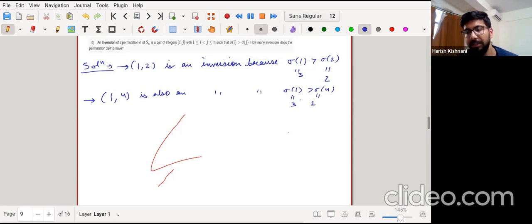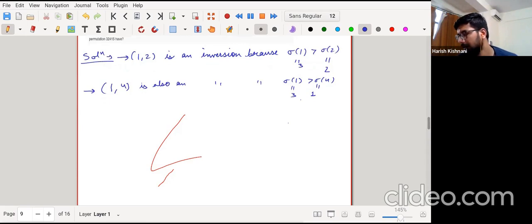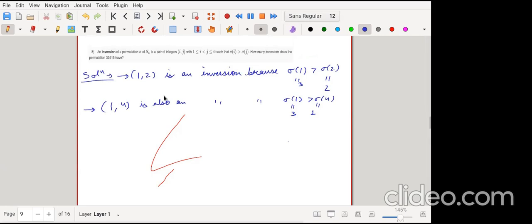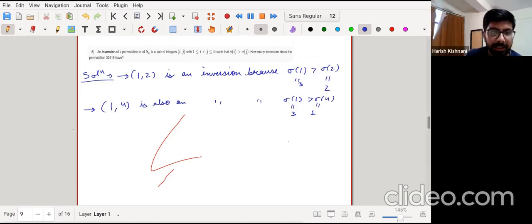Can there be anything else? No, right? Because now you have 2, 4. Yeah, you are changing the first index. That's fine, because now there won't be any other pair with 1 as the first index. You are saying 2, 4. So I am believing you.